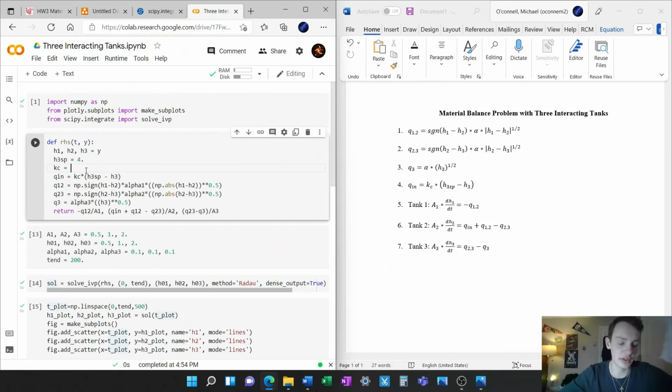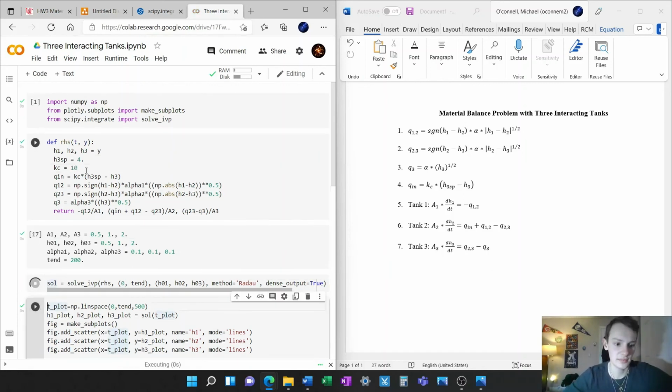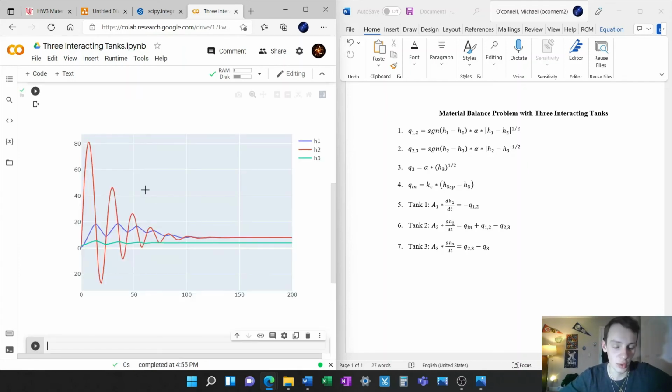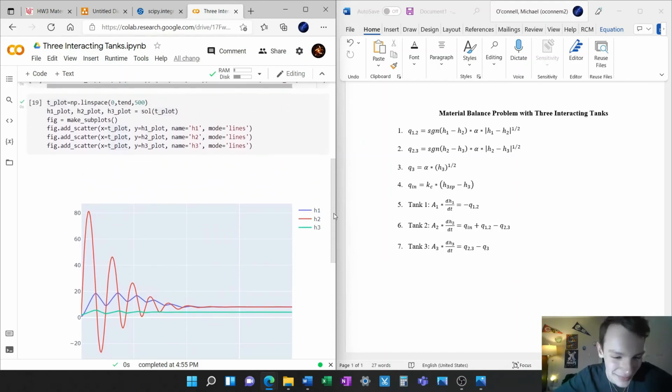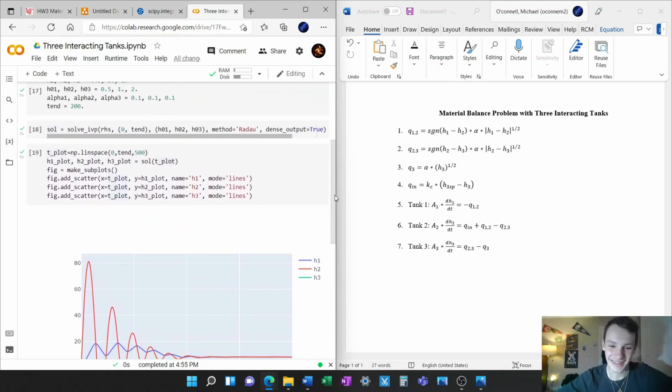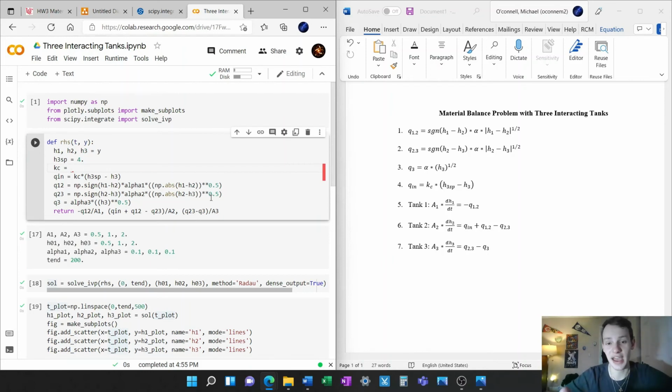And we can play around with this, obviously. We can play around with this KC value. We can make it 10. But things get really unstable. We have 80 meters of fluid and then fluid going back into the nozzle that pumped fluid into tank 2. Okay, so that's not what we want.